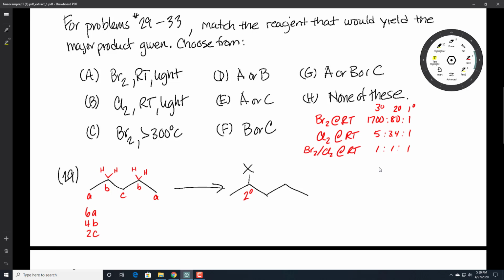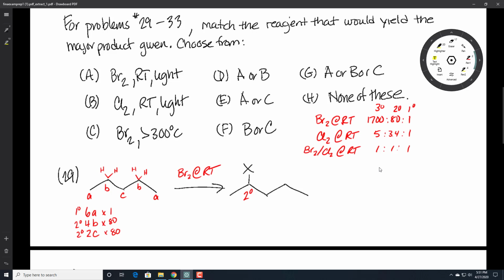So if I want to substitute for a secondary hydrogen at position B, I need the most selective reagent, which means in this case I would like to do bromination at room temperature, because that'll give me 6 times 1 for the primary position. Each of these other 2 is secondary, so it's going to be times 80 times 80, and so that will give me the highest percentage of those products.